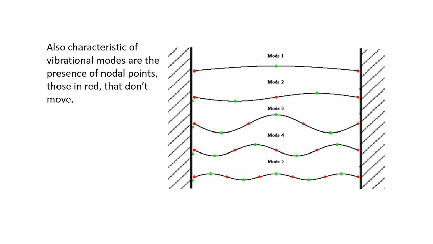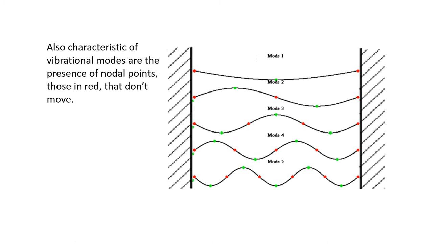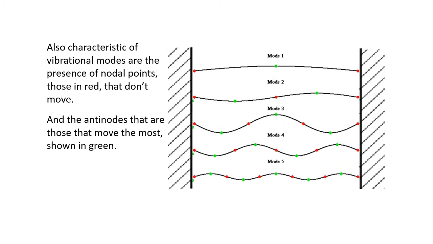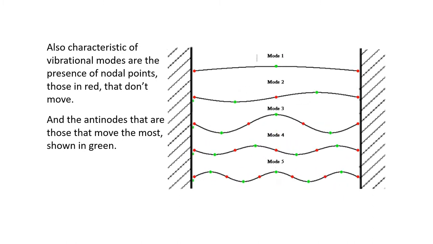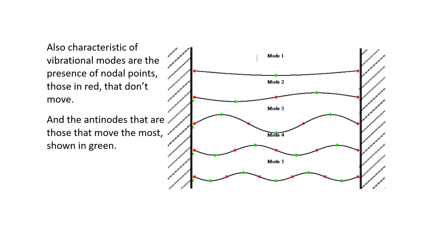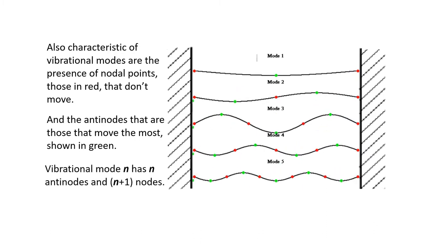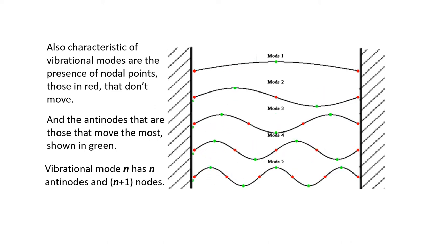Also characteristic of vibrational modes are the presence of nodal points, those in red, that don't move, and the antinodes, those that move the most, shown in green. Vibrational mode N has n antinodes and n plus 1 nodes.